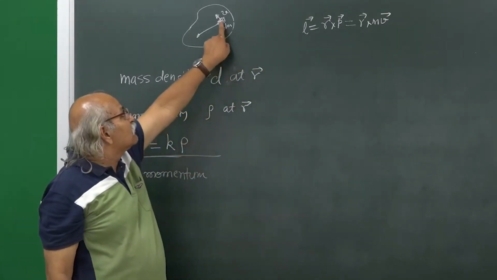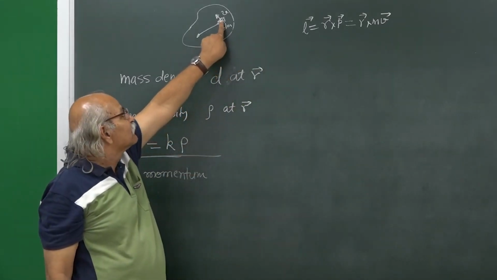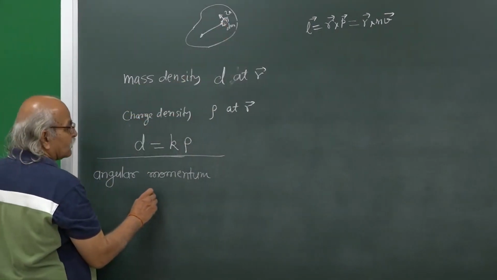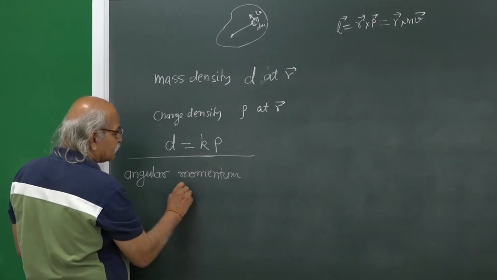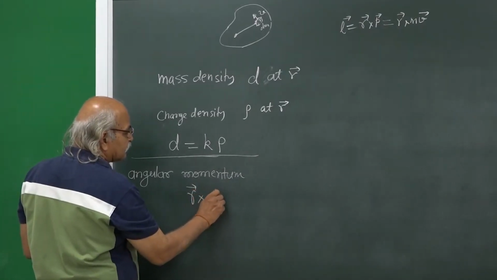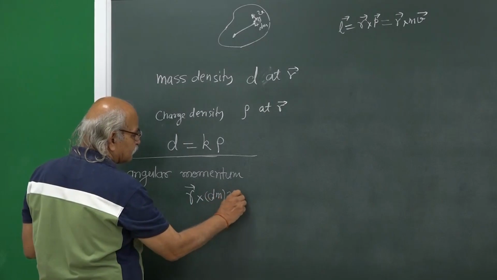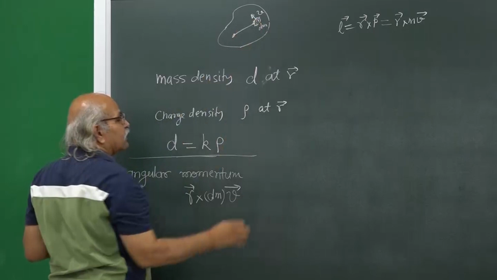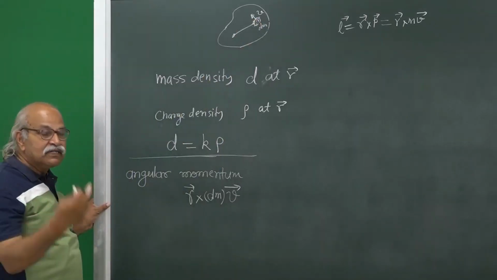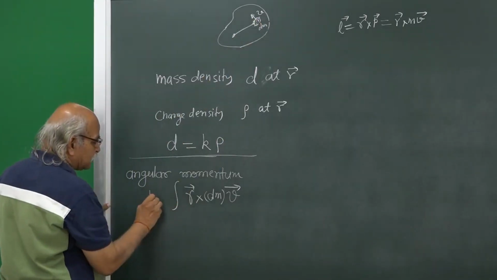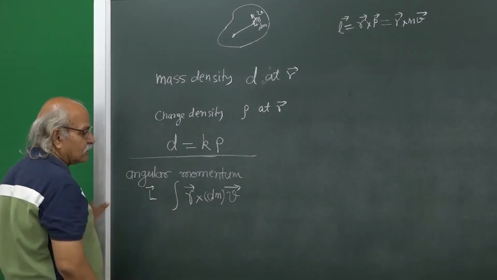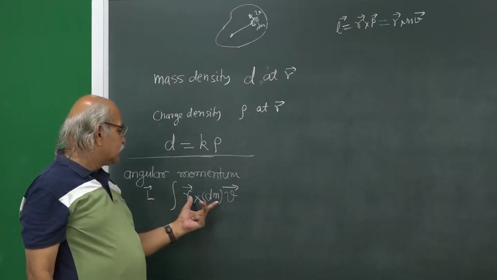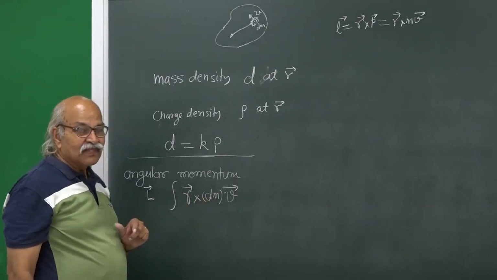So if I ask about this small part here dm, the angular momentum will be r vector cross, mass is dm, and v. So this is the angular momentum of this part, and if I integrate over the entire material, that will be the angular momentum L. On this entire volume we are integrating. So this is angular momentum.